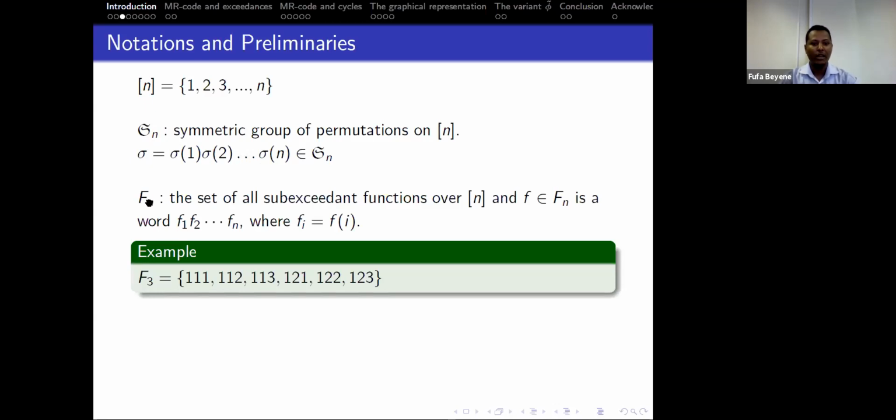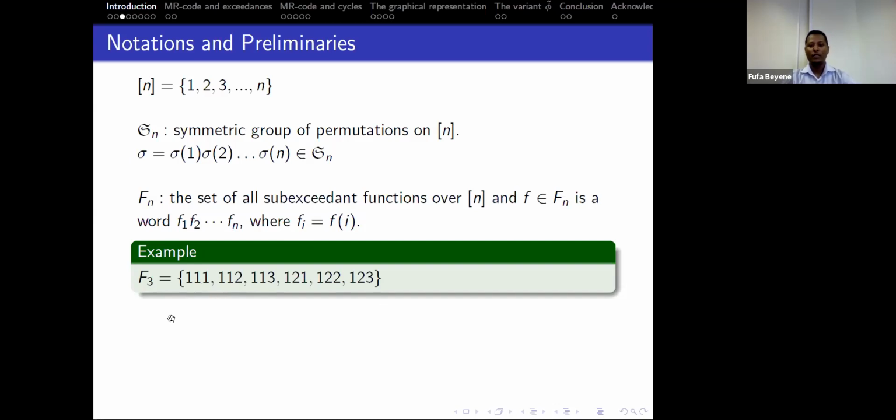Further, capital Fn is used to denote the set of all sub-exceedant functions over [n]. An element f of Fn is written as a word f1, f2, up to fn, where fi just means f of i. Take, for example, n equal to 3. The set of sub-exceedant functions has 6 different elements: 1, 1, 1; 1, 1, 2; and the like.